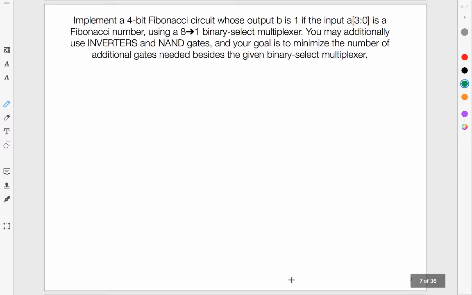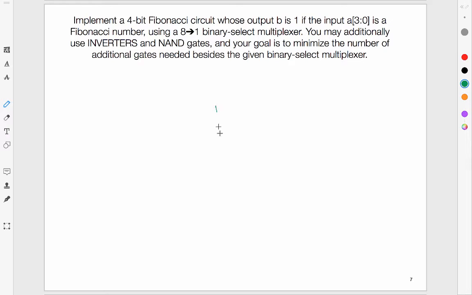Okay, next one. Essentially the same problem, 4-bit Fibonacci circuit, except that now I've given you input is called A3:0. Use an 8-to-1 binary select multiplexer. So binary select multiplexer is one where the select inputs are coded, instead of being one hot, and you may use additional inverters and NAND gates, and your goal is to minimize the number of additional gates.